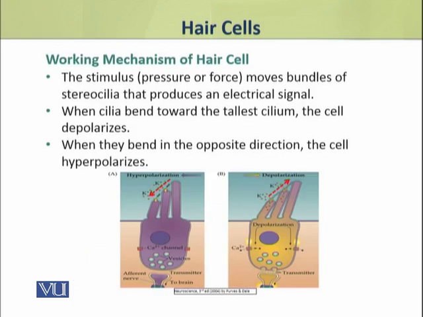Dear students, now we shall discuss the working mechanism of hair cells. The stimulus, which is mechanical and may be pressure or force, moves the bundles of stereocilia, which produces an electrical signal. When the stimulus acts in such a way that the cilia bend towards the tallest cilium, the cell depolarizes. When they bend in the opposite direction, the cilia and the cell hyperpolarize.